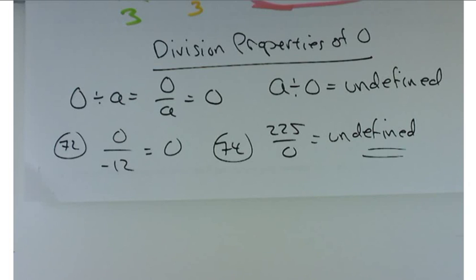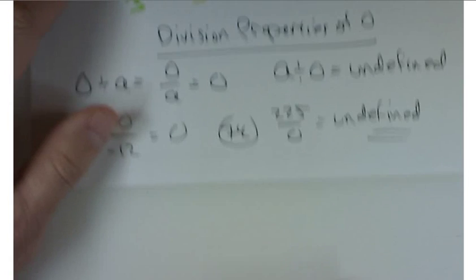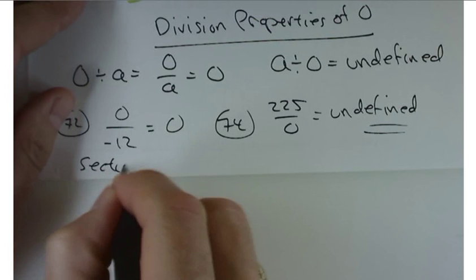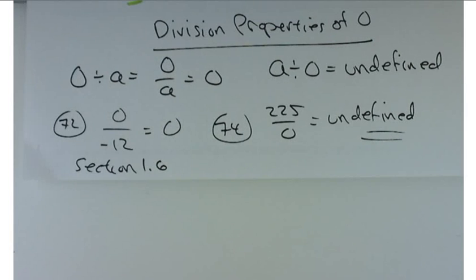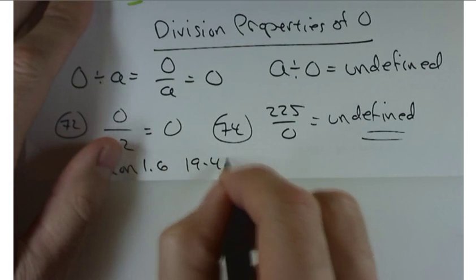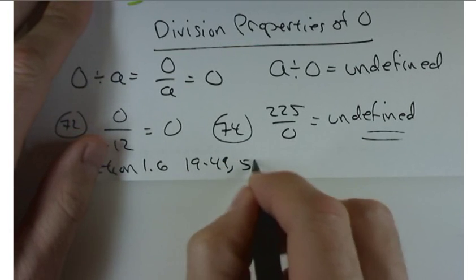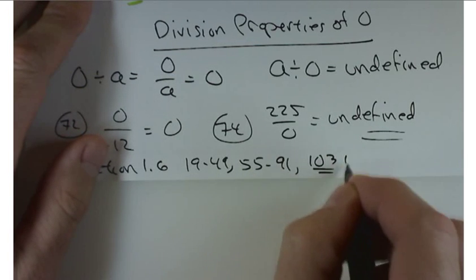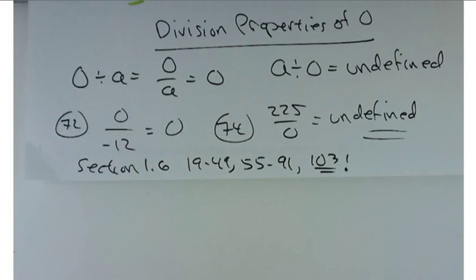So for homework, this is section 1.6. Homework begins on page 55. And that would be 19 through 49, 55 through 91, and 103 is underlined in my notes. I can't imagine what that would mean, but it's there. So, all right.